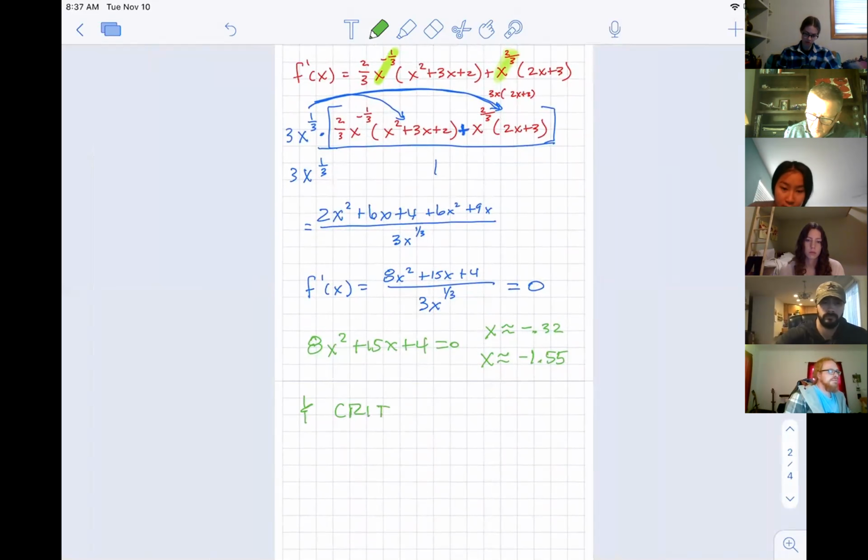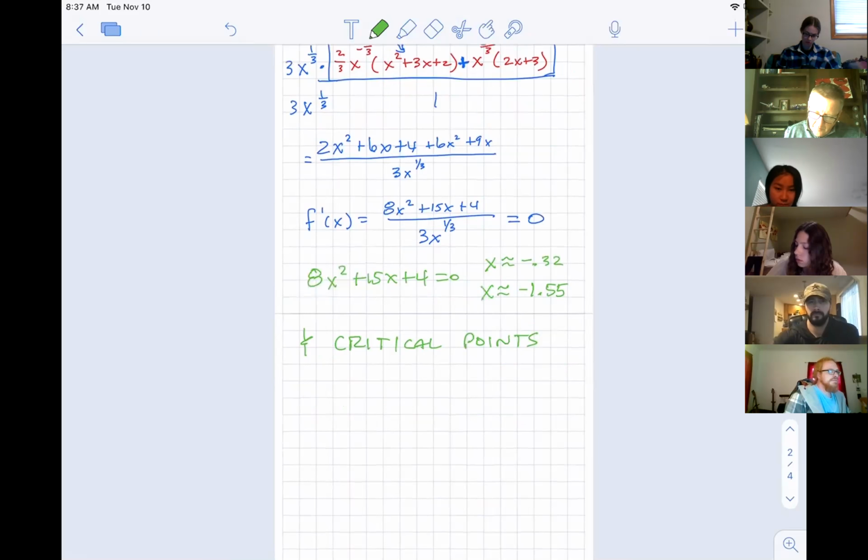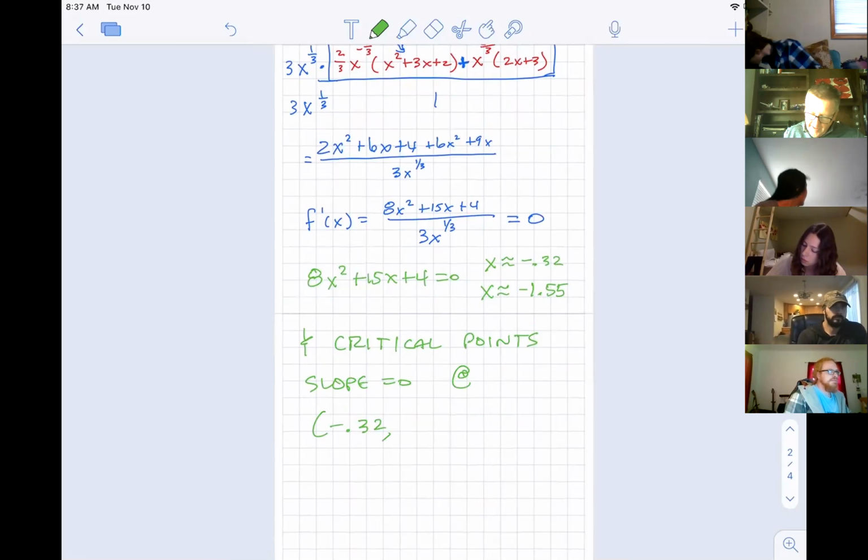So the critical points, and again, I don't like that name because you have to remember what that means. It really just means zero slopes. So the slope is equal to 0 at negative 0.32. And now I go and put negative 0.32 back into the original equation. I'm not putting it in the slope equation because I know if I put it in the slope equation, I'll get 0. The slope is 0. But I want to put it back into the original graph.